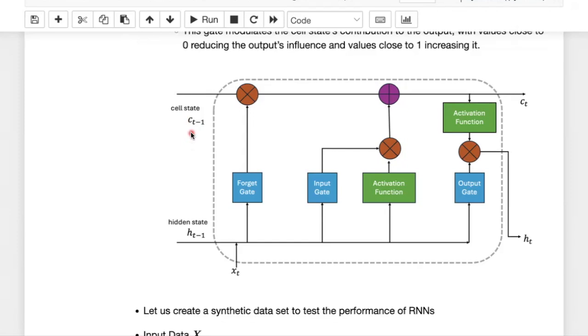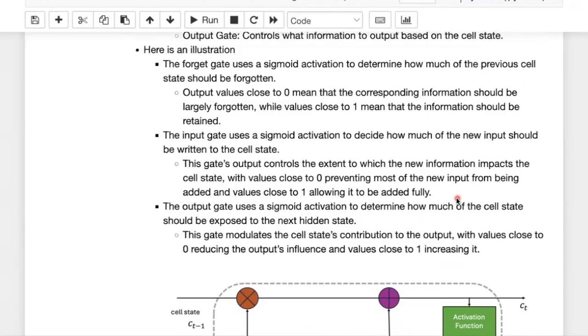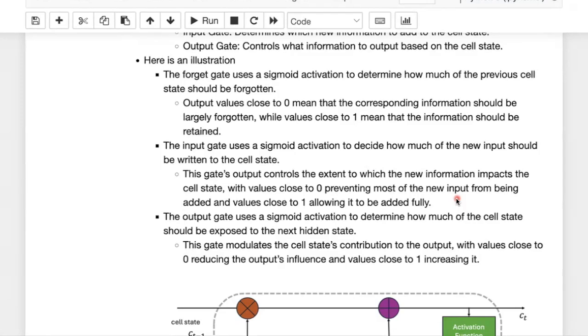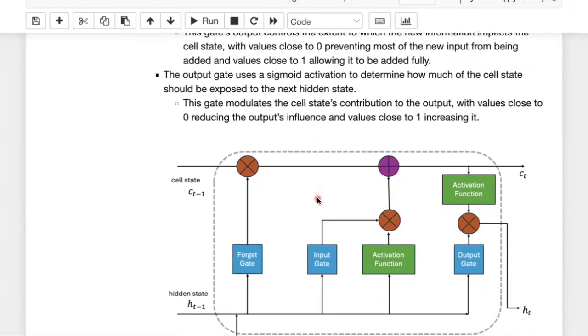Something important to consider here is that we have three different types of gates with this cross notation. This means that this is a multiplication, and each of these gates that you see is basically a sigmoid activation function. Why sigmoid? Because if you remember, a sigmoid function is a function whose output is always from 0 to 1. And this is really nice, right? Because if you multiply something by 0, it means that you're going to lose everything that was inside that signal. And if you multiply by 1, it means that you don't change anything, so you let everything pass through. Therefore, a sigmoid activation function can actually be viewed as a gate.